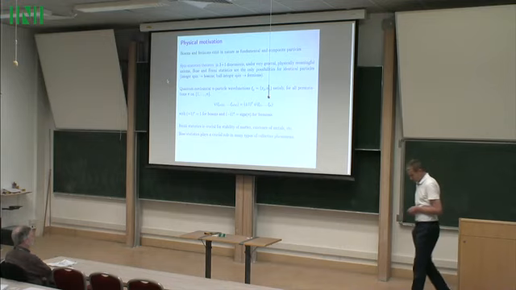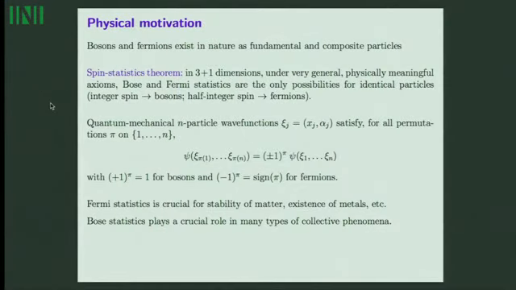And just to repeat it, I wouldn't be standing on this floor if there weren't Fermi statistics, so most of the stability of matter comes from Fermi statistics, the existence of metals and all kinds of things. And Bose statistics is crucial to understand many types of collective phenomena.